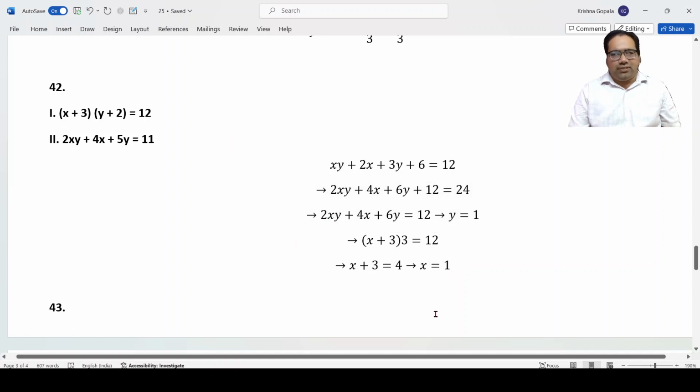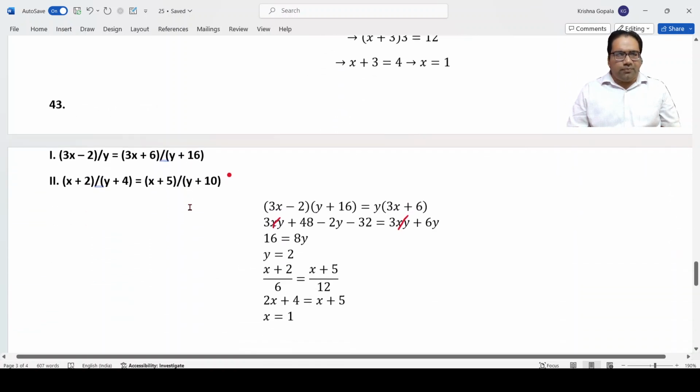See, this problem is also very easy. We just need to solve for this equation. We just need to expand the equations and find out what is x, what is y. This also should not take more than 30 seconds. Let's get to the next problem.